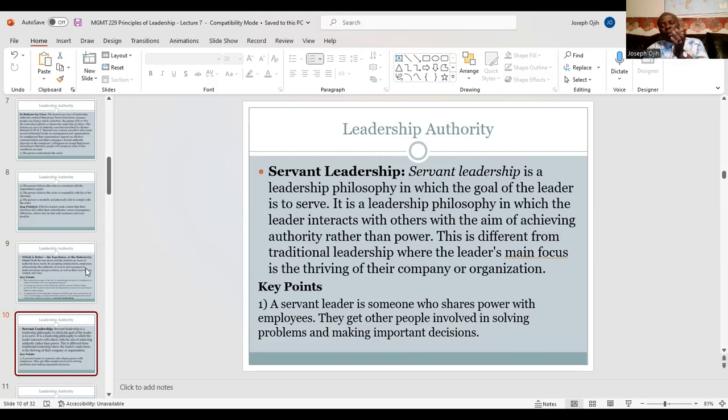There are some things we need to know about servant leadership. The servant leader is someone who shares power with employees. So a servant leader can get other people involved in solving the problems of the company. A servant leader can also help in making important decisions.